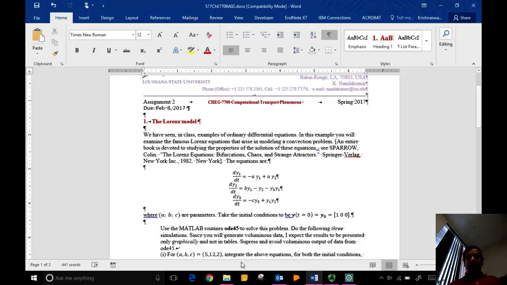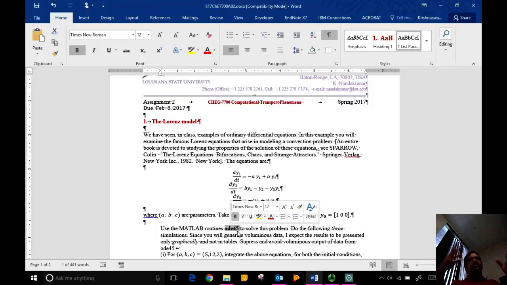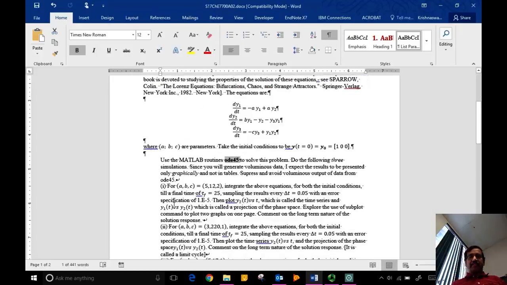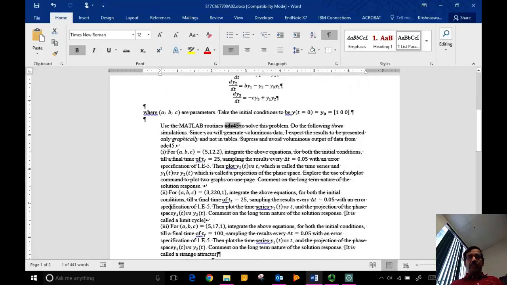What you'll have to focus on is learning MATLAB and using ODE45, which we have seen, and I have uploaded all those MATLAB files as well in the Moodle. You can download them and adapt them for programming this particular problem. And there are three cases, sets of parameters that I ask you to do, 1, 2, and 3.